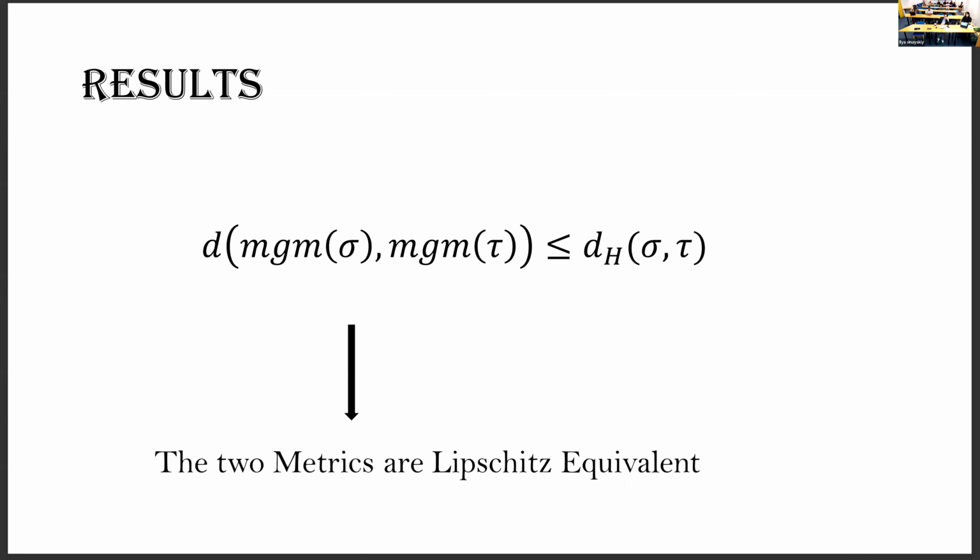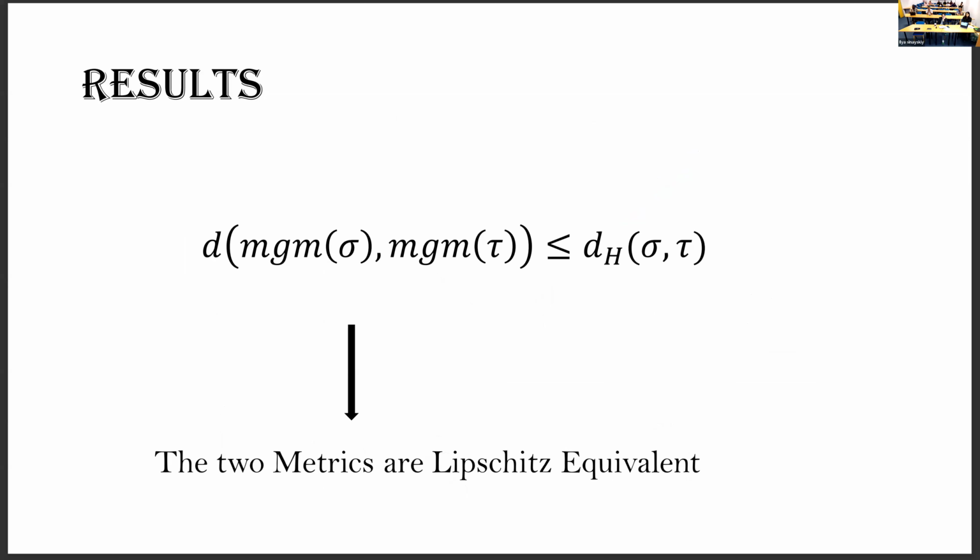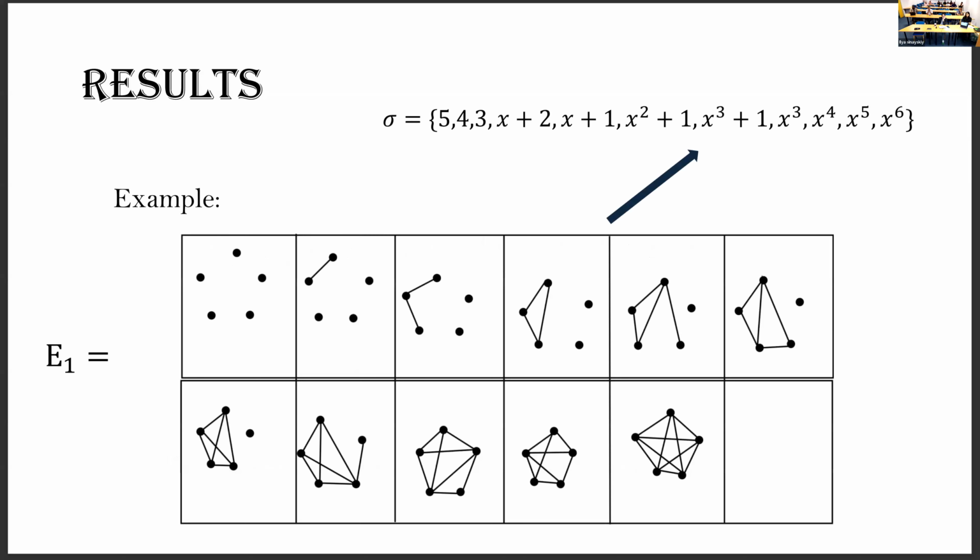We have a nice stability result. The distance between graph homotopy mergegrams of sigma and tau is bounded from above by the discrete homotopy distance. And more than this, our two metrics are equivalent. That's about it with the results, I think. Oh yes, one more thing. I would like the special case in which these two metrics are actually equal, but they're not generally equal. And here's a counterexample.